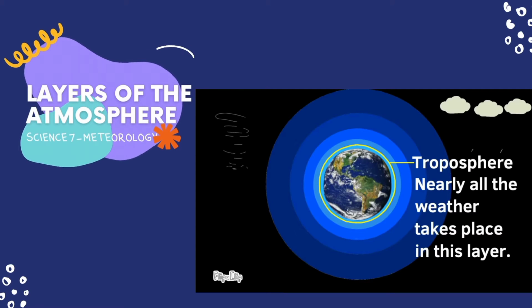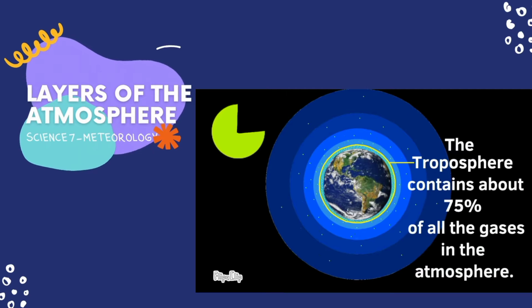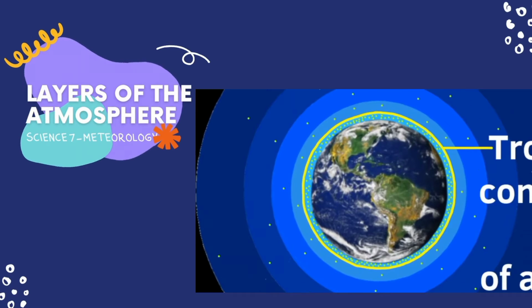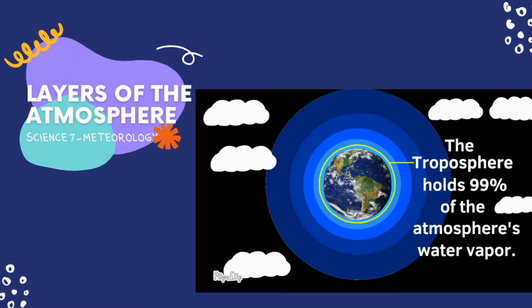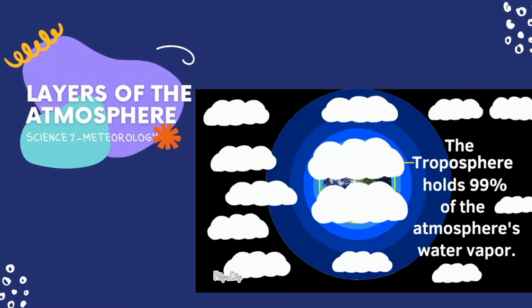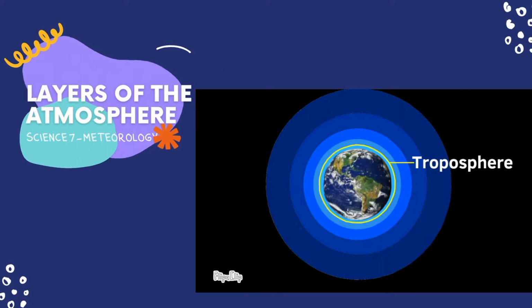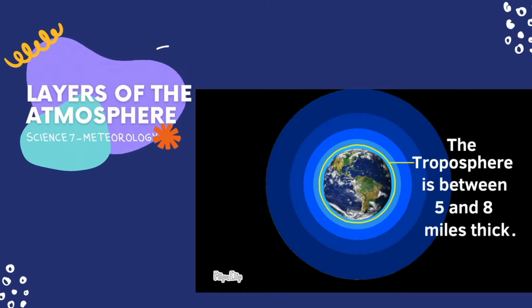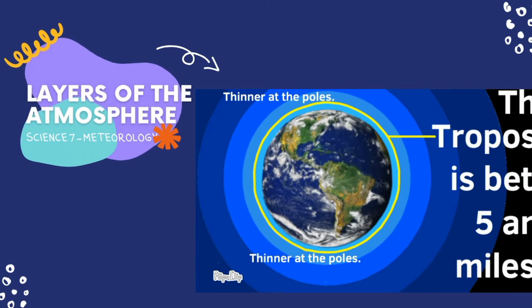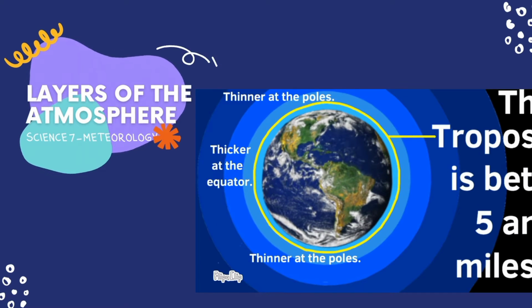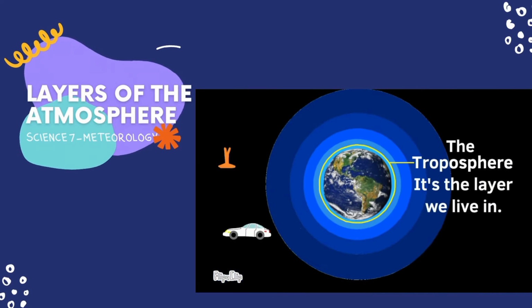Nearly all the weather takes place in this layer. The troposphere contains about 75% of all the gases in the atmosphere. The troposphere holds 99% of the atmosphere's water vapor. The troposphere is between 5 and 8 miles thick, thinner at the poles, thicker at the equator. This is because temperature is warmer at the equator than the poles, and the warmer the air, the more it expands. The troposphere, it's the layer we live in.